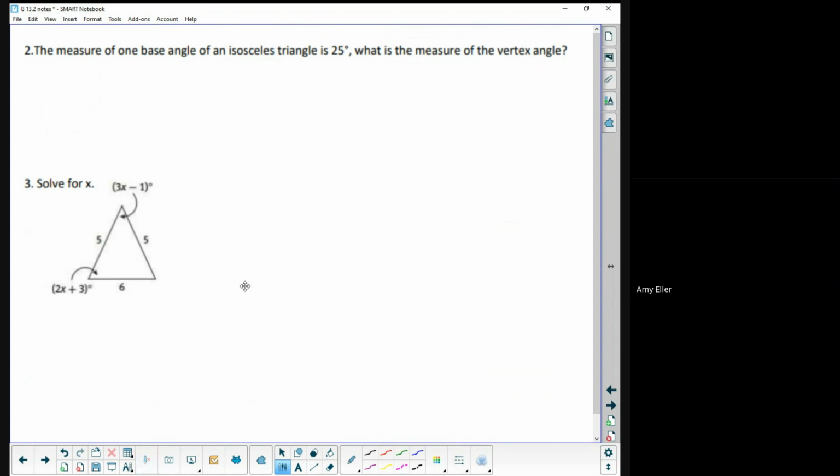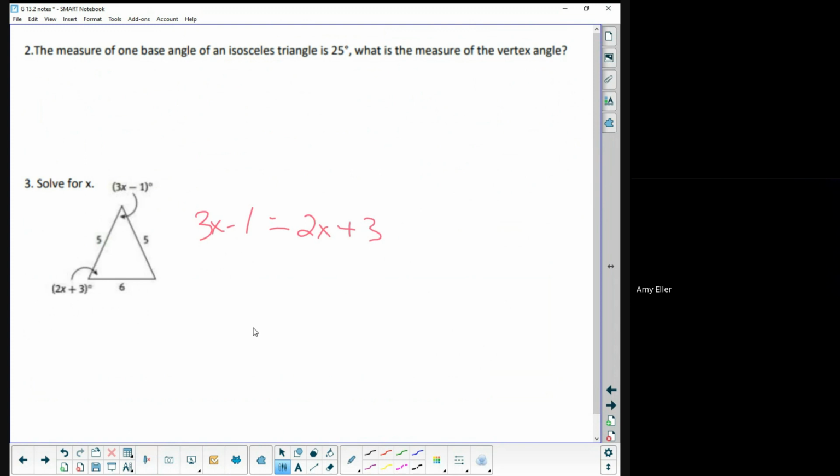Number 3. Looks a little bit different. We don't have a lot of words. We have a picture and it says solve for x. Here's what many students do. They see two things and they just set them equal. Yeah, we do that in math sometimes. We set things equal. Are those two equal?